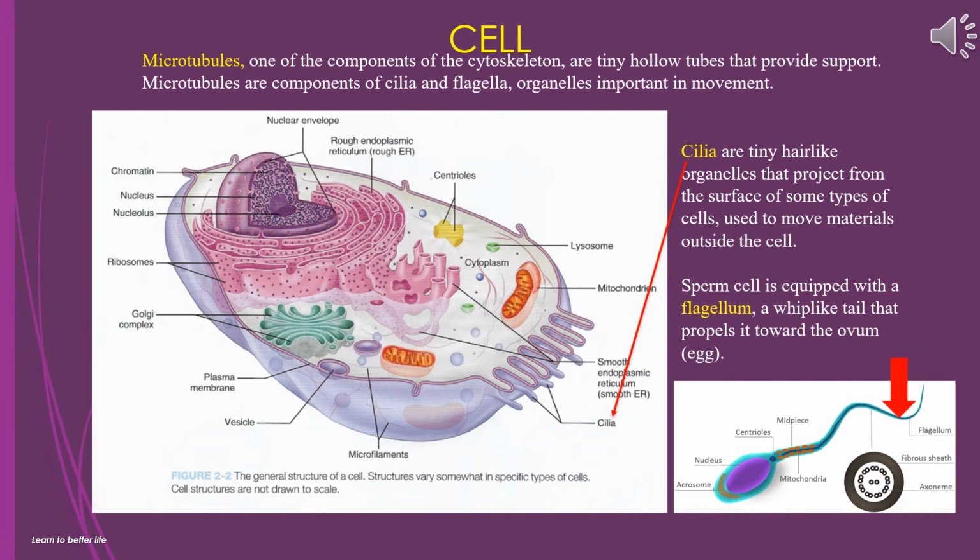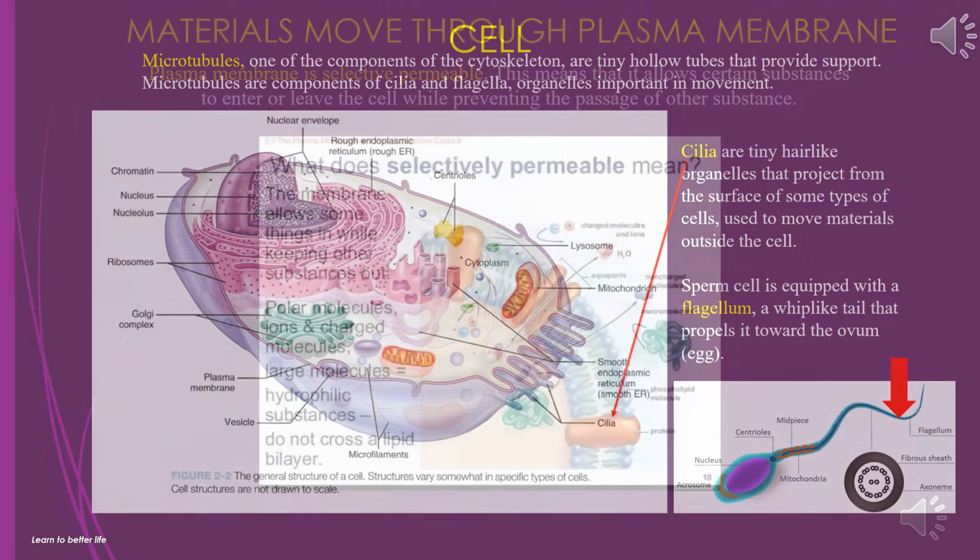Microtubules, one of the components of the cytoskeleton, are tiny hollow tubes that provide support. Microtubules are components of cilia and flagella, organelles important in movement. Cilia are tiny hair-like organelles that project from the surface of some types of cells, used to move materials outside the cell. A sperm cell is equipped with a flagellum, a whip-like tail that propels it toward the ovum, the egg.